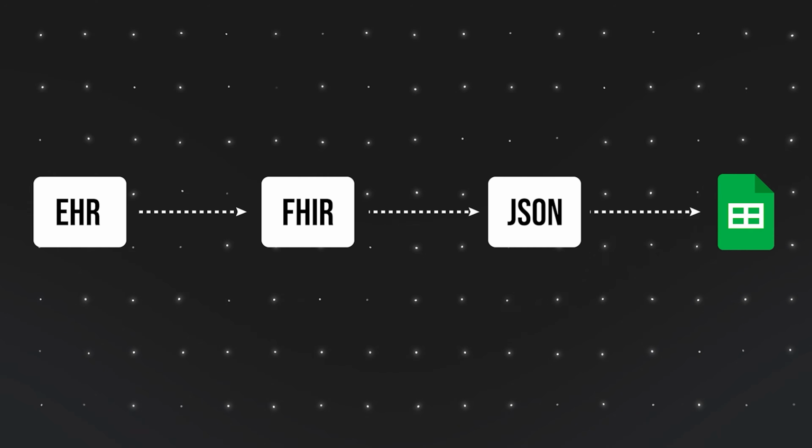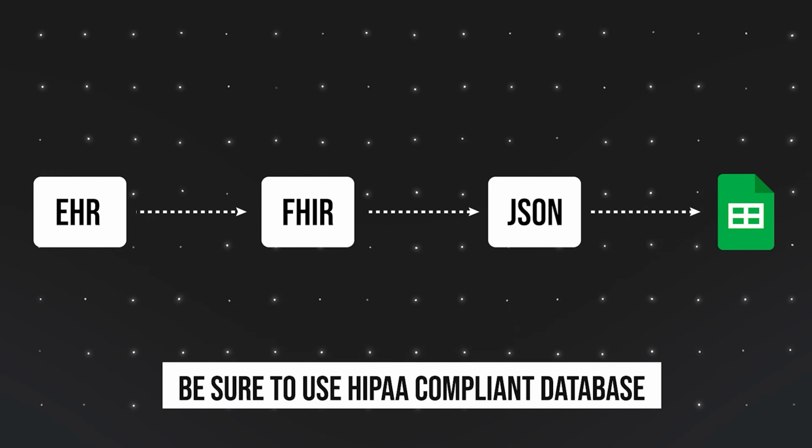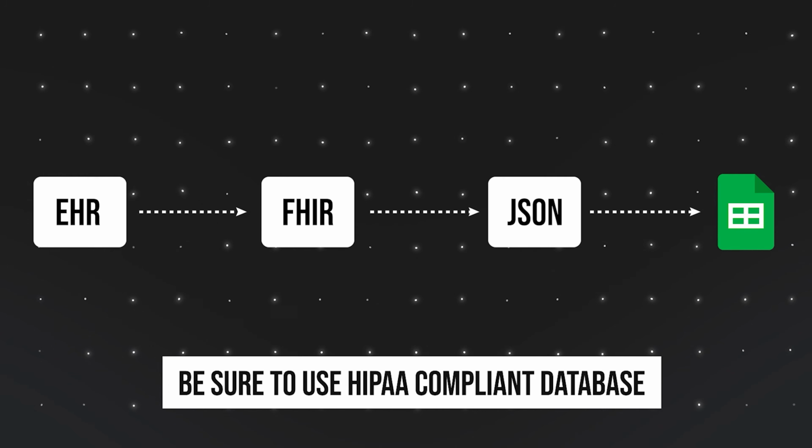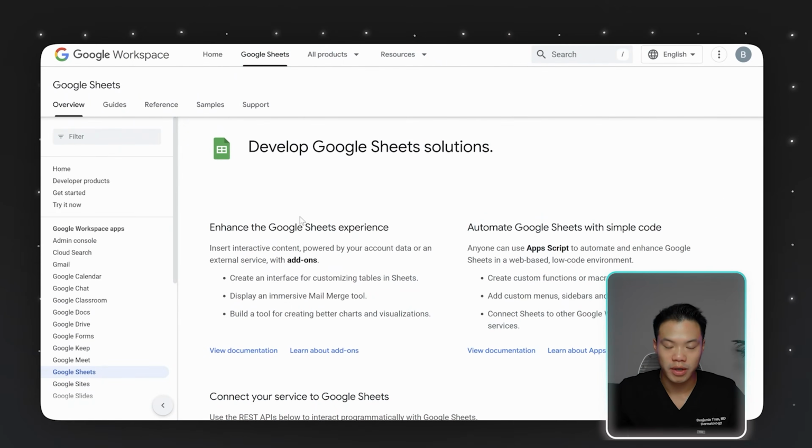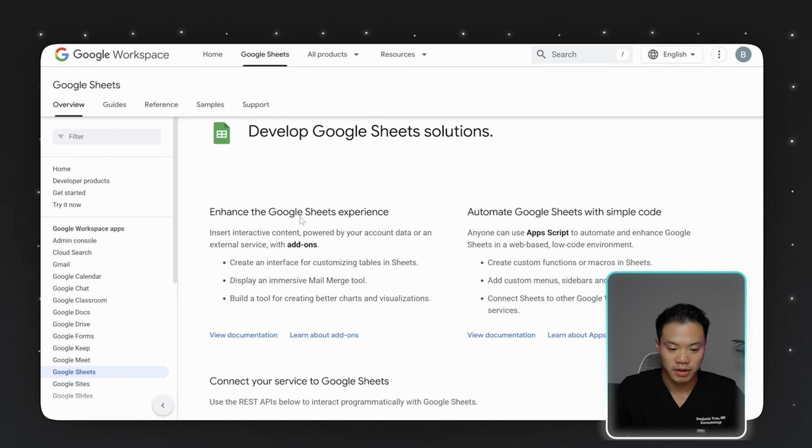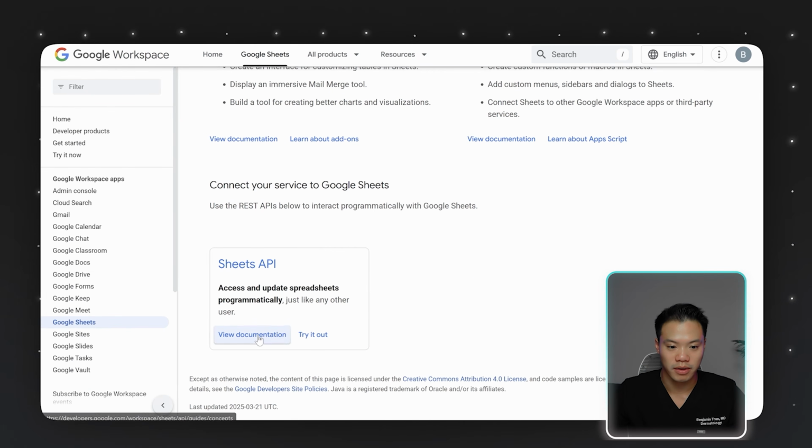For this tutorial, we're going to use Google as our backend, and if you're deploying this to an actual clinical practice, be sure to use a HIPAA-compliant database that normally requires a business associate agreement. In order to use Google Sheets, you're going to need to access the Google API, which needs credentials, and you can also access this through the Google Workspace, such as here, and you can also find their API documentation here.